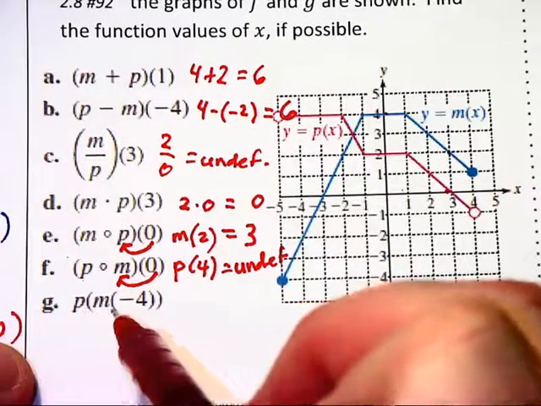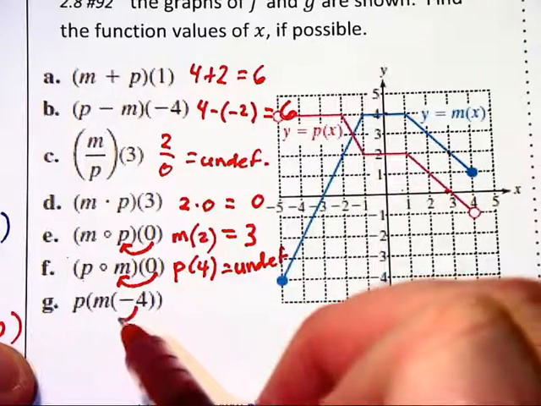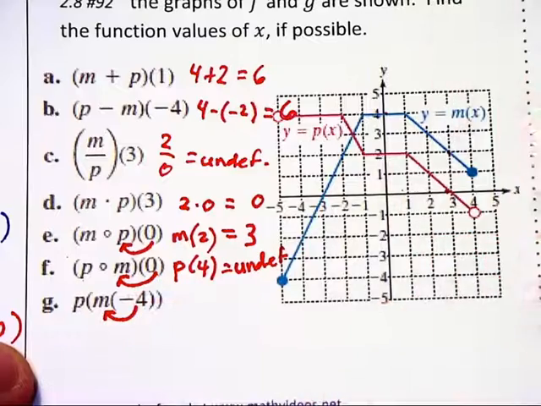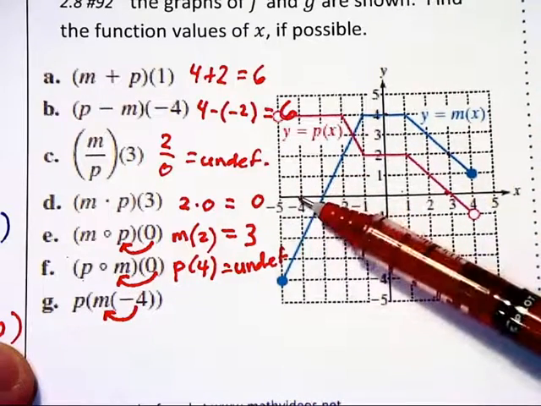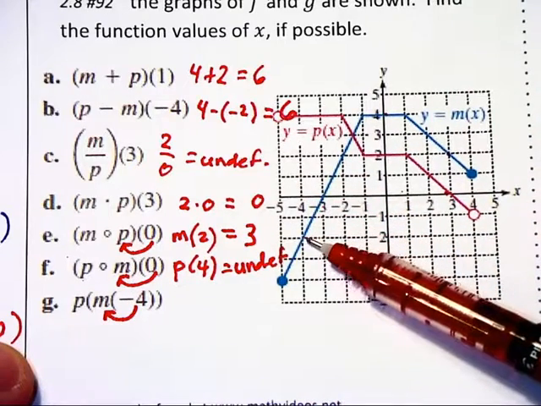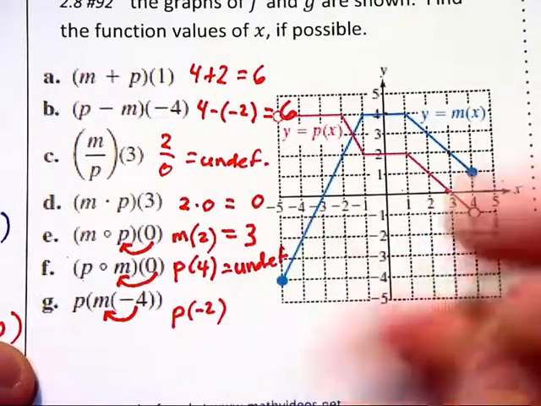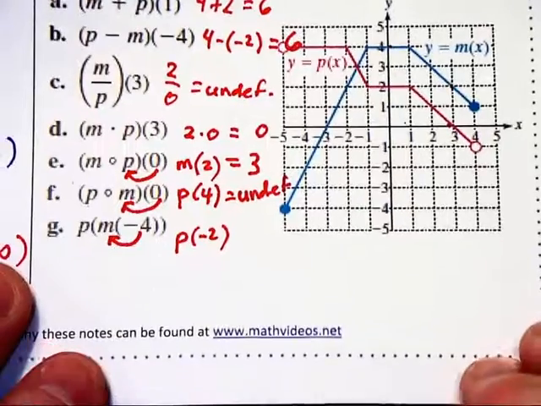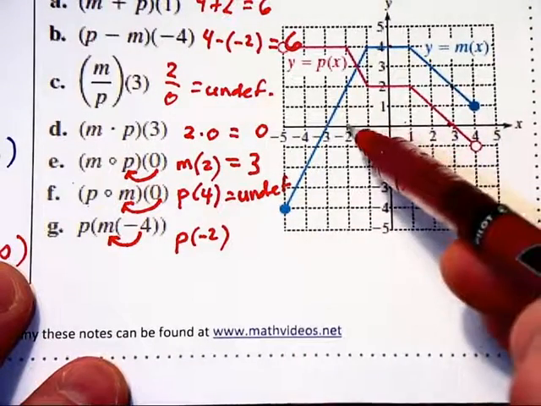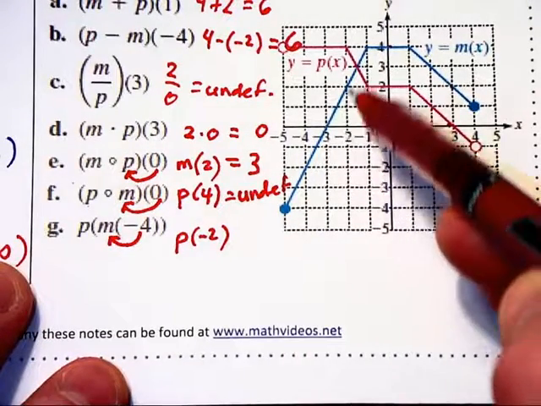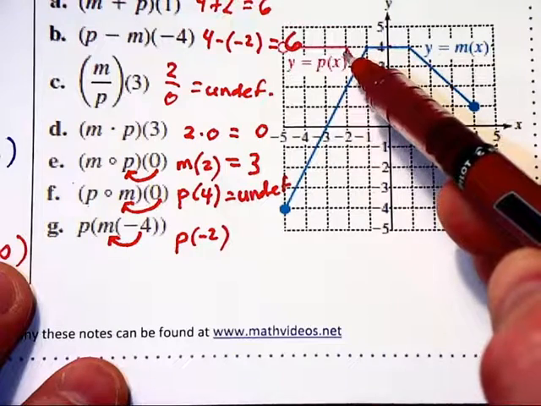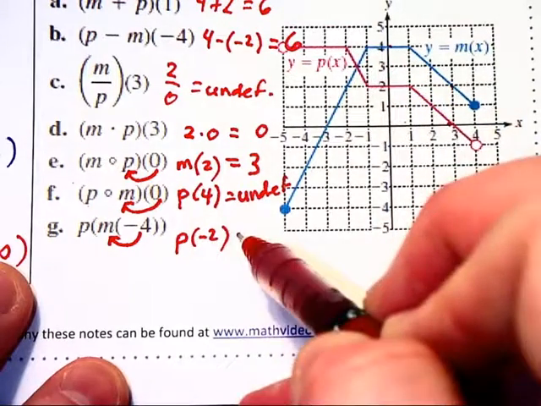P of m of negative 4. Negative 4 first gets substituted into m. So here's our negative 4 down to m, that's a height of negative 2. So negative 2 gets substituted into function p next. And p of negative 2, go over to negative 2, up to graph p, which is in red there, and the height is going to be 4.